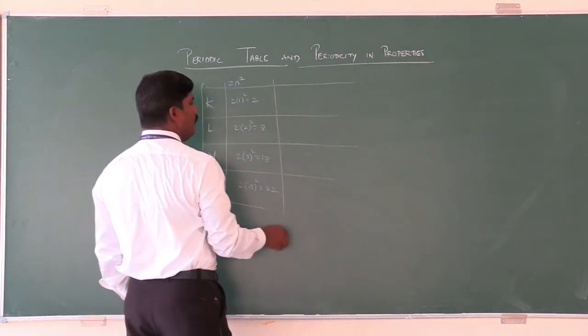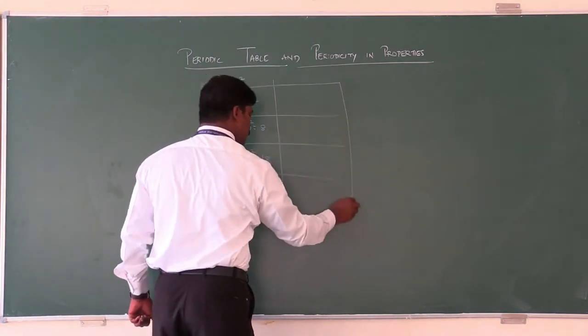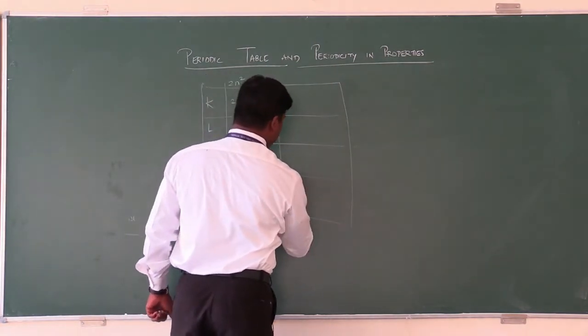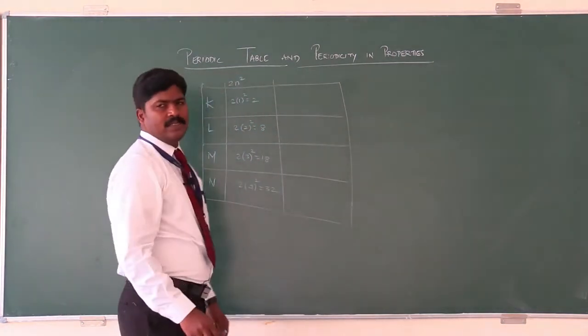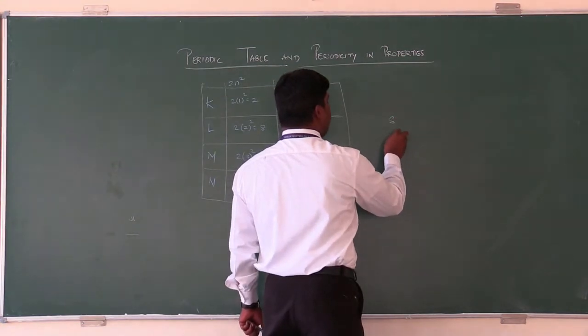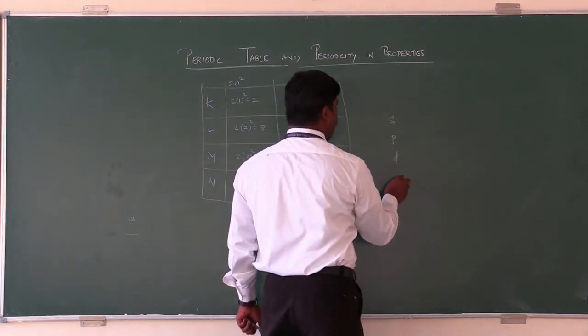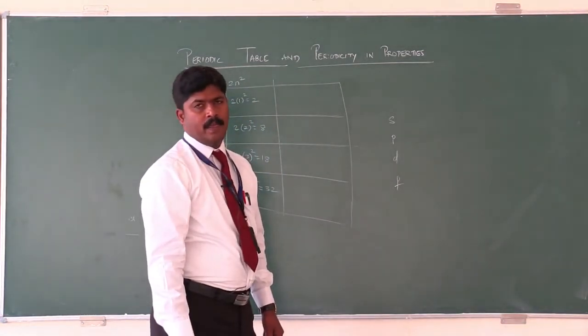Okay, now we go for the subshells. How many subshells are there? We'll discuss that and then we'll try to accommodate. Remember, there are 4 subshells: S, P, D and F.